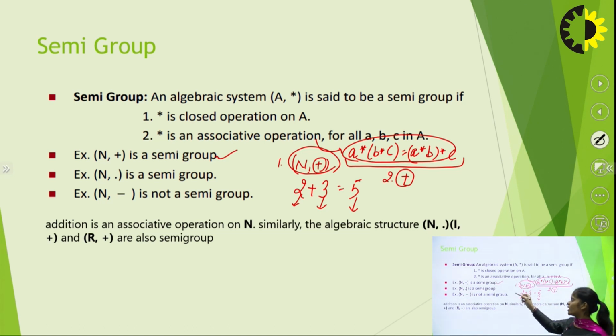Here are some more examples, like natural numbers with the dot operator. Natural numbers with the minus operator is not a semigroup, because as I said, 2 minus 3 is minus 1, which is not a natural number. That's why it's not a semigroup, because it is not closed under subtraction, right? So this is the definition of a semigroup.